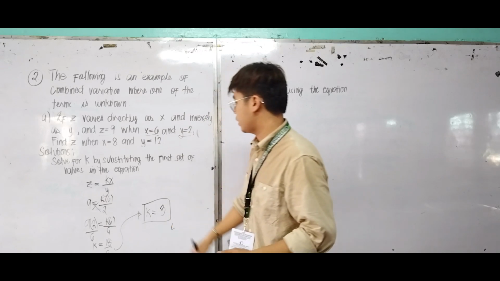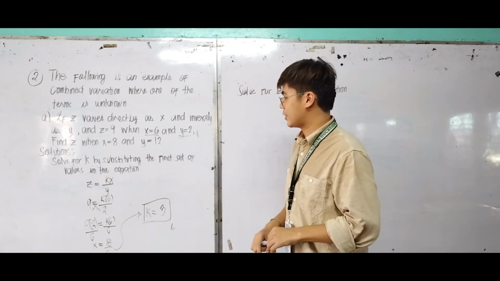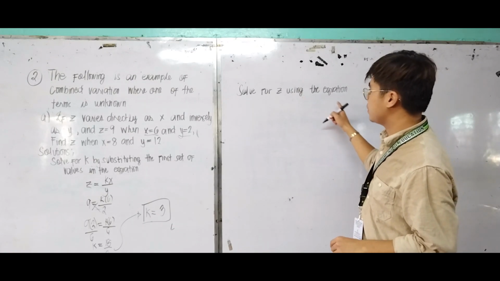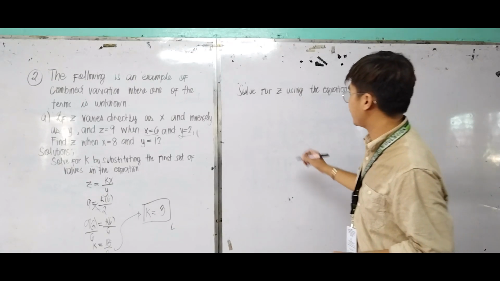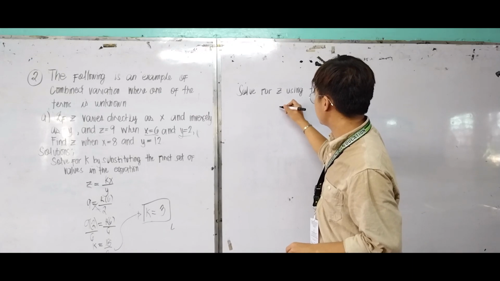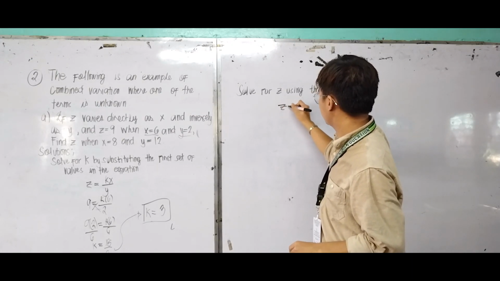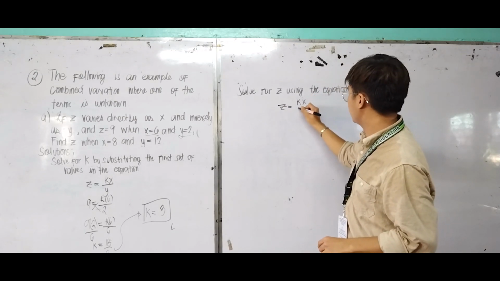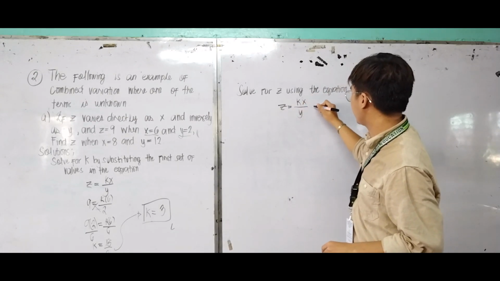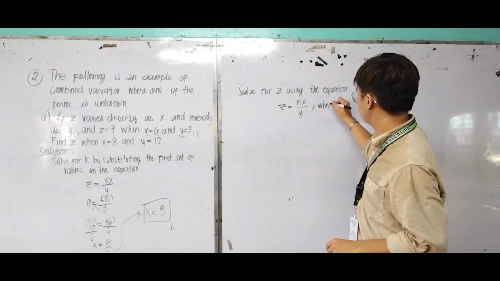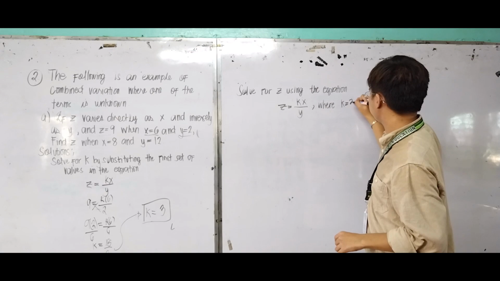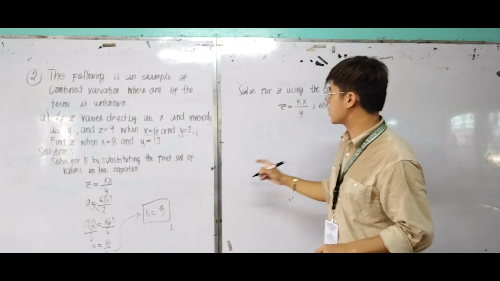Now we have the constant term, that is 3. Next, we're going to solve for z using the equation z equals k times x over y, where your k is 3. So we need to substitute.